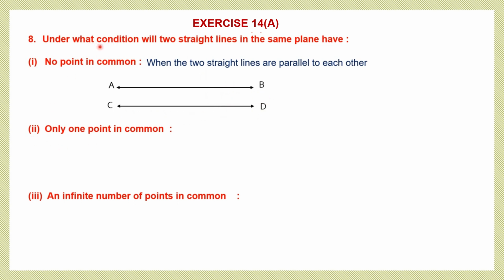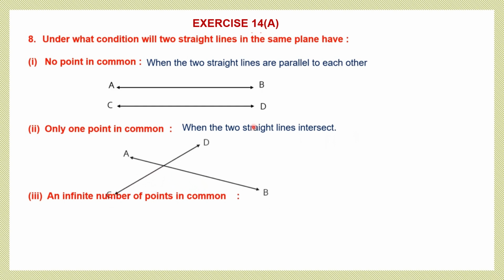Question 2. Under what condition will two straight lines in the same plane have only one point in common? When will they have one point in common? They will have it when the two straight lines intersect. When they intersect each other, there is one point in common. So here we have two lines, AB and CD, and they have intersected at a particular point. So they have one point in common.